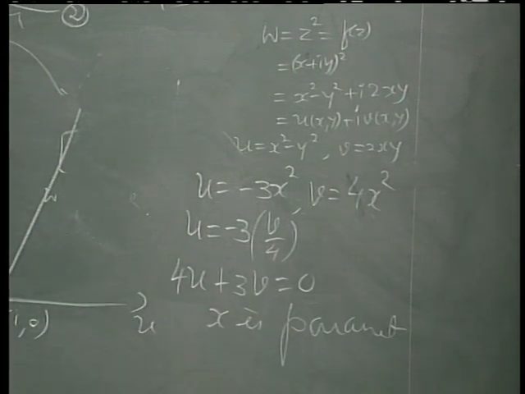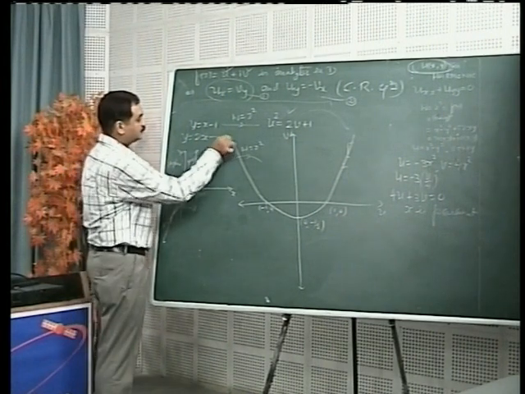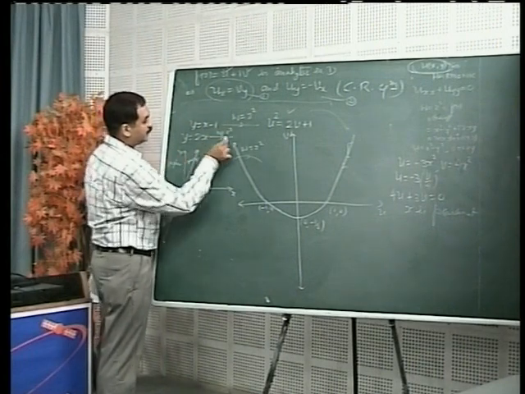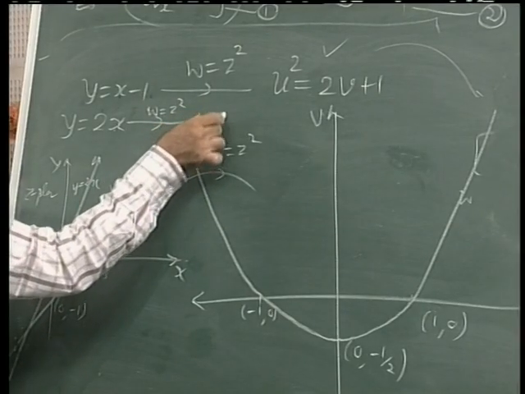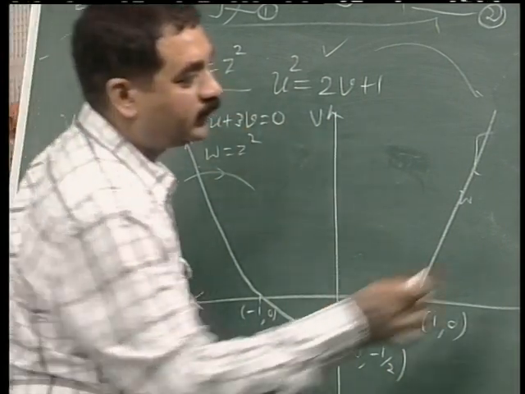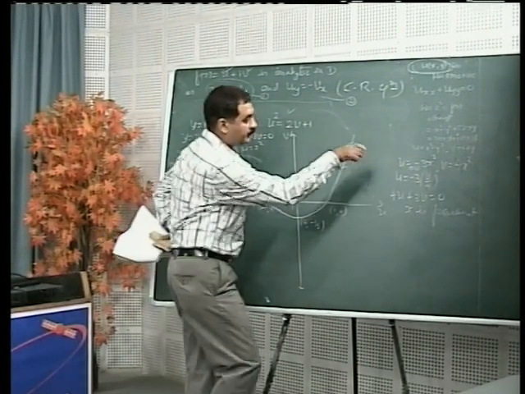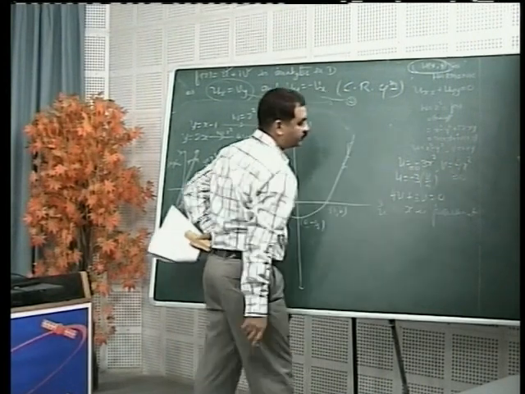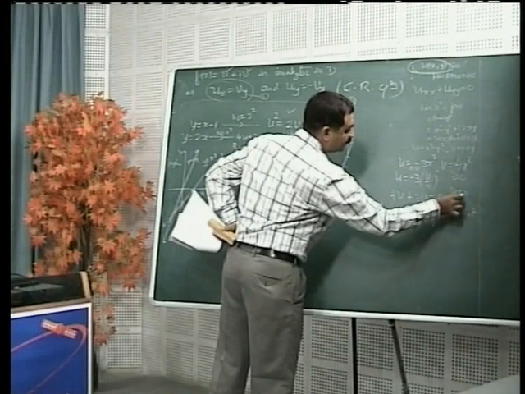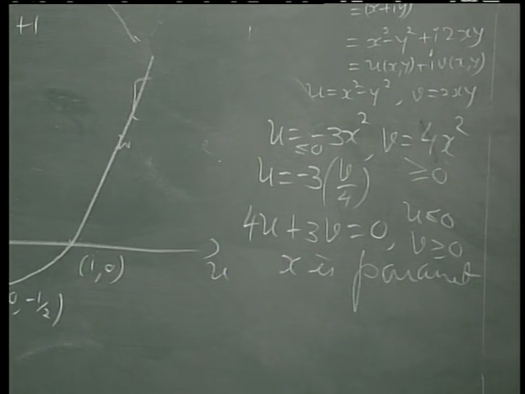The image of y equal to 2x under the mapping w is z square is 4u plus 3v equals 0. But look at this. For any x, u is always negative, at most it is 0, and for any x, v is always positive. So it is a ray, but with the condition u is negative or at most 0, v is positive or 0. So that would be ray.